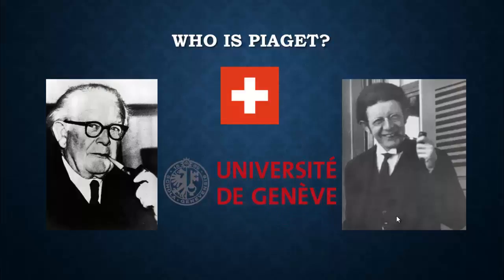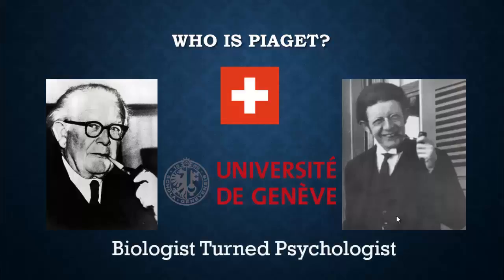As you may know, he was a psychologist, but more precisely, he was a biologist turned psychologist. The reason I mention this is because this identity has important implications for us to understand his theories and how we may apply his theory to education and psychology.